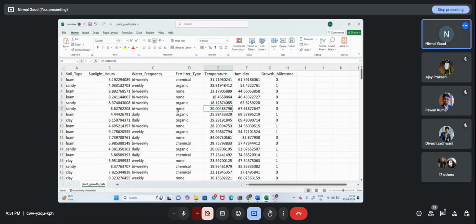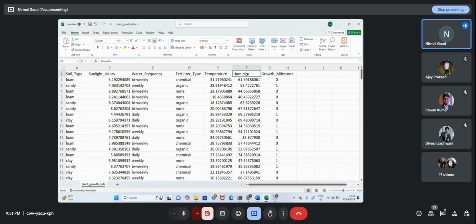Okay, and here is the humidity in percentage. How much fraction of water droplets are present in the environment? This is humidity, and this is how the impact growth 0 1 0 1 and so on. So it's a binary classification.